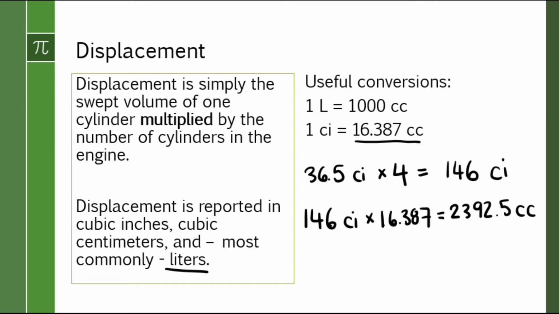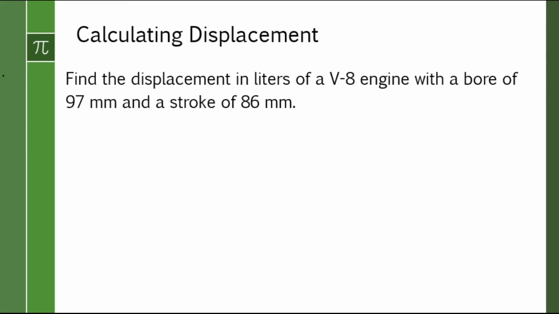Another way is to put it in liters, which is what we're used to. So we take cubic centimeters and we divide by 1,000 to get to liters. And that gives me 2.3925. I'm going to round that because you often hear it with one decimal place, 2.4 liters. So everything in yellow here is the displacement of the same engine, just expressed in cubic inches, cubic centimeters, and finally in liters. So we're going to do an example from start to finish now.